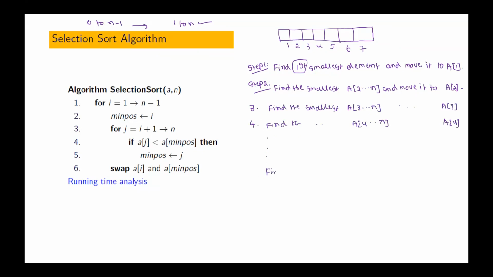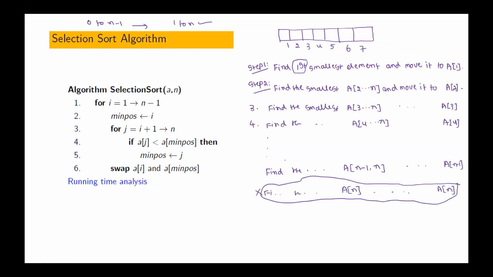Find the smallest in A of n minus 1 comma n and move it to A of n minus 1. After that, find the smallest in A of n and move it to n. That means, is it necessary to do this step? No.